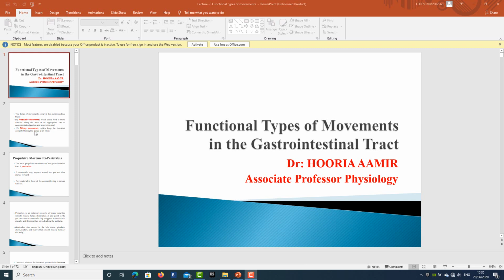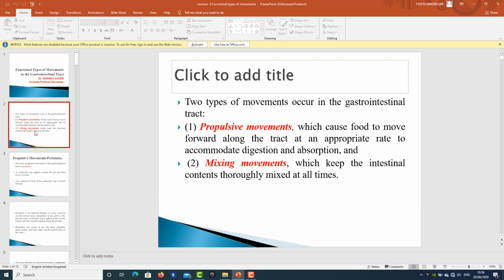So, what we need to know about the movements of the gut is that there are two types of movements in the gastrointestinal tract. And what are they? The two types are the propulsive movements and the mixing movements. Now let's talk about them one by one. First is the propulsive movements. They cause the food to move forward along the tract at an appropriate rate to accommodate digestion and absorption.